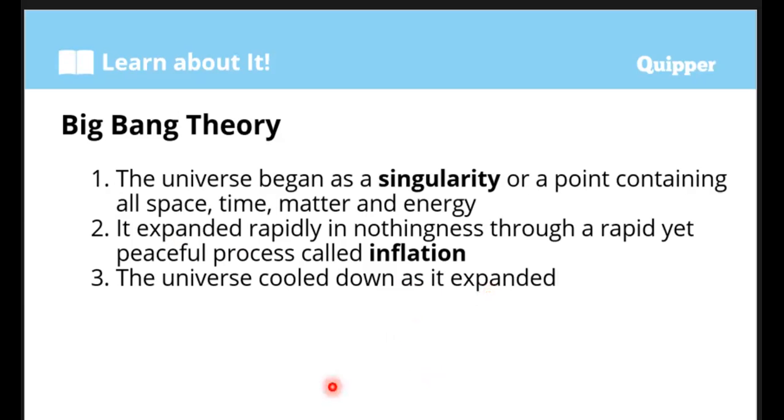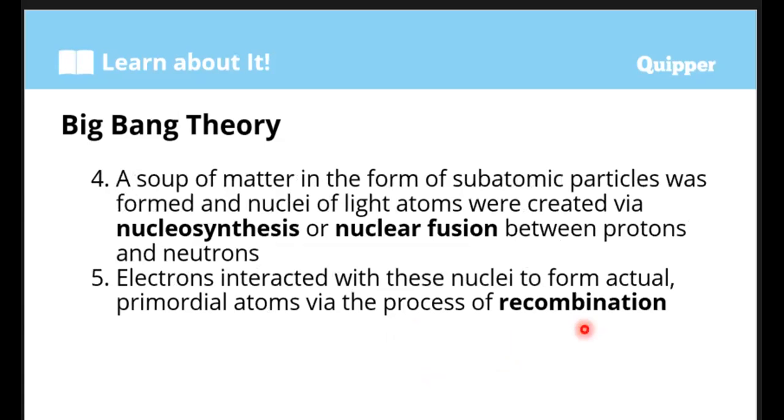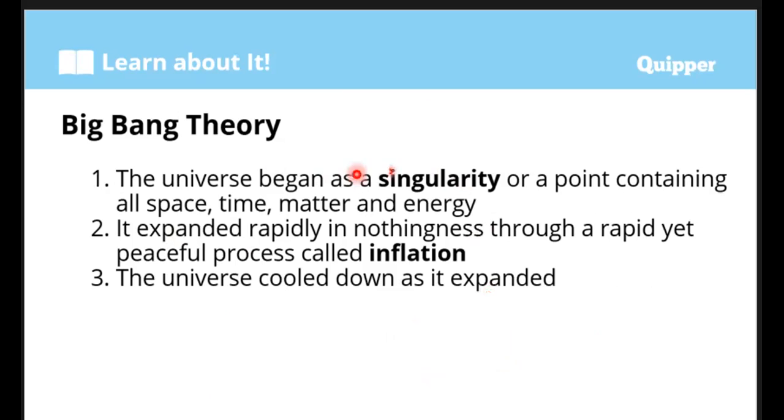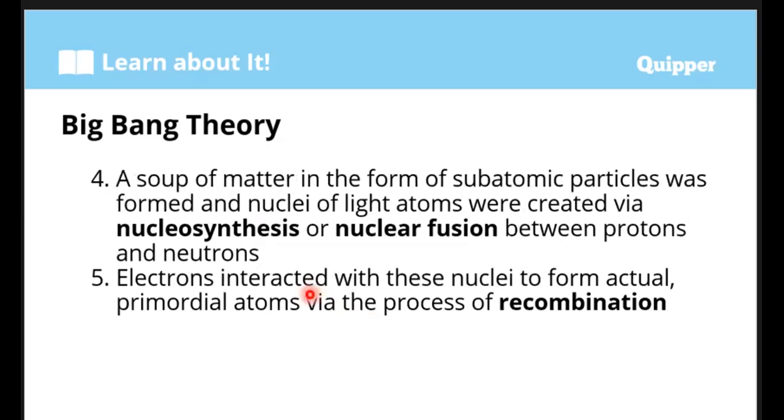So it cooled down. Then a soup of matter in the form of subatomic particles was formed, and nuclei of light atoms were created via nucleosynthesis, or nuclear fusion between protons and neutrons. Because of the cool down of the universe, take note that in the first step, the universe begins with a singularity. It contains space, time, matter, and energy. So as it expands, it has actually subatomic particles.